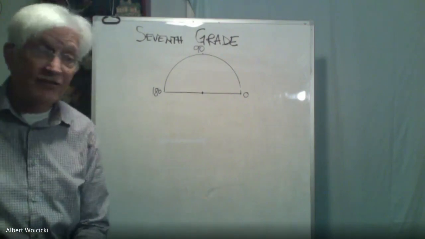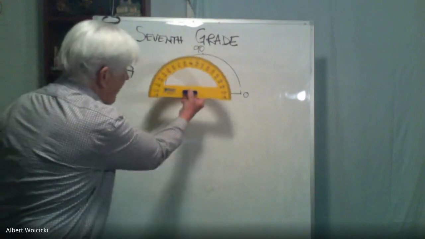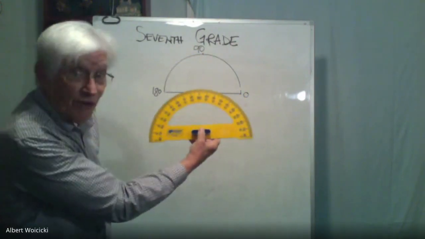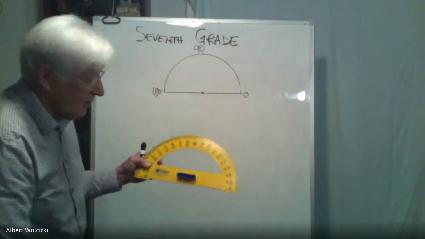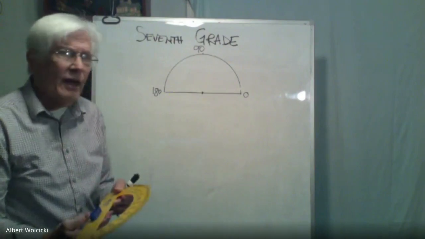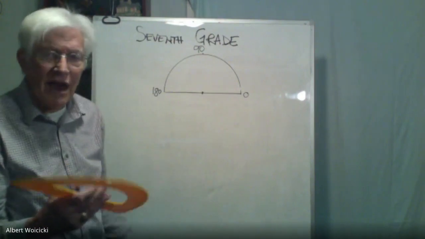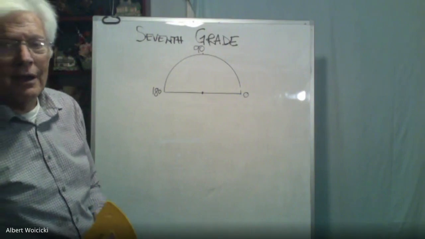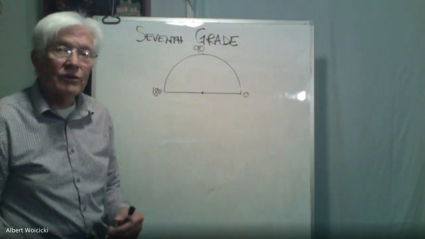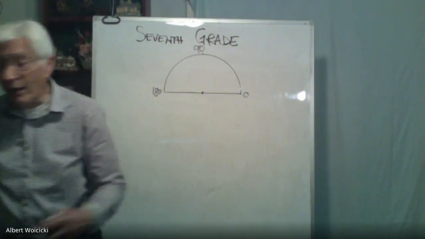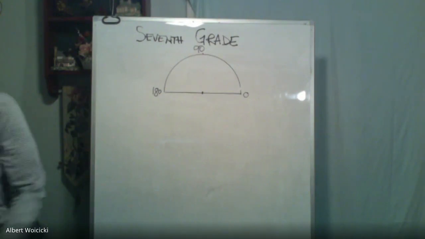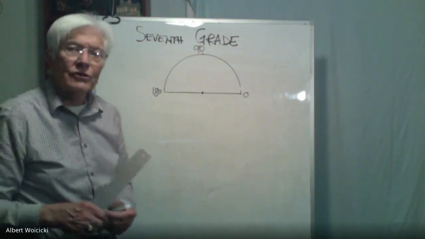Today's discussion is this guy, the protractor. Yep, the protractor. Everybody might have one, and a lot of people don't know how to use them. It's a measuring device. It measures angles, and it measures angles in two different directions.